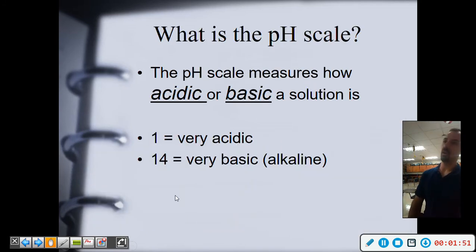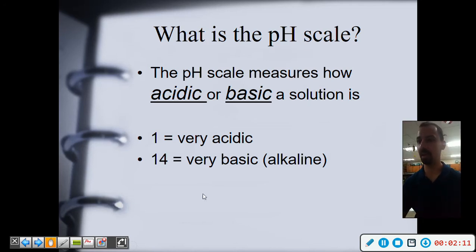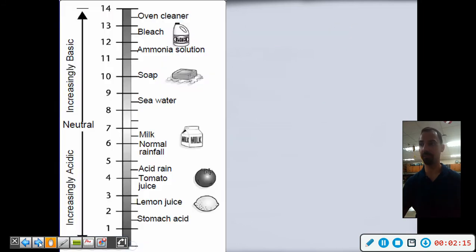Okay, so pH scale measures how acidic or basic a solution is. So 1 is considered to be very acidic. 14 is considered to be very basic. And if you're in between, it's usually a weak acid or a weak base, which falls in between there. And then there's also a neutral number, which we'll talk about in a moment.